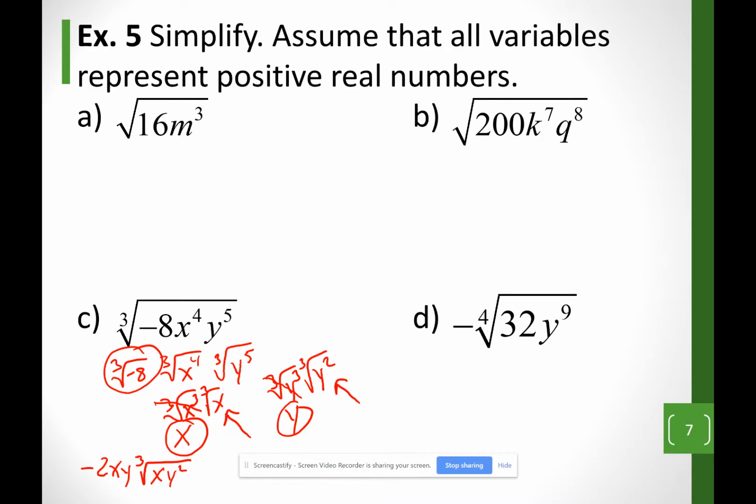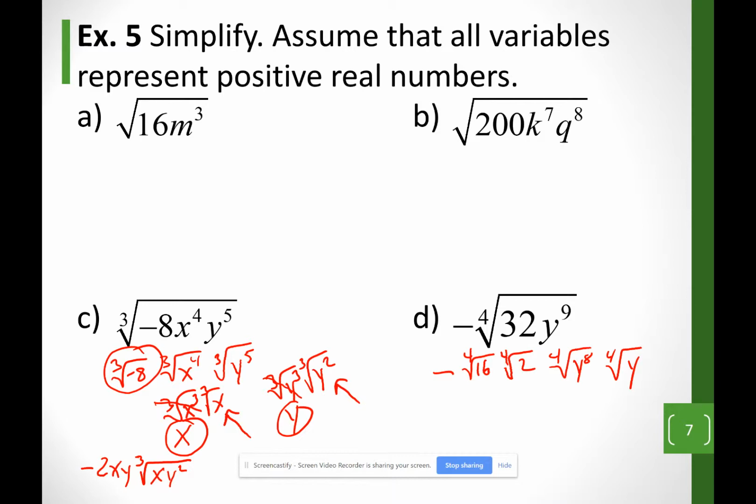Now for example D, I have the negative. The negative is outside the radical, so I don't have to worry about that one. Radical, 4th root of 32. I'm going to think of that as the 4th root of 16 times the 4th root of 2. And then the y's, I'm going to split that as the 4th root of y to the 8th and then the 4th root of y.